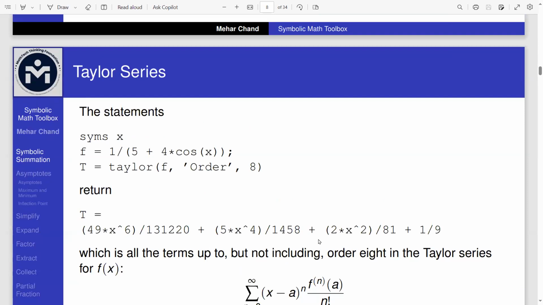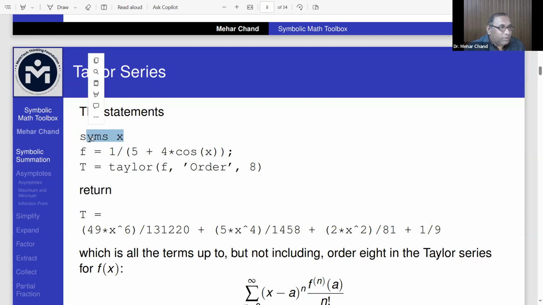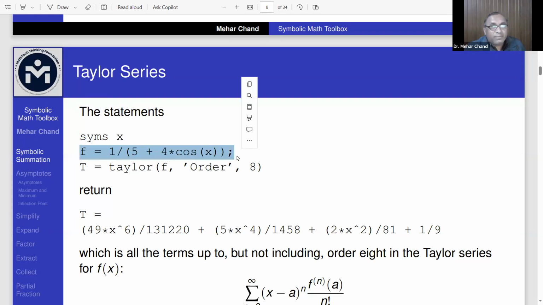Thank you. So here is the Taylor series, and I hope all of you are very familiar with the Taylor series. Nothing new at this place. Just how you can define the Taylor series in MATLAB. First, you need the symbolic variable, and this is one of the functions. You can choose any function, and you want to convert it into the form of a series. So this is the Taylor.